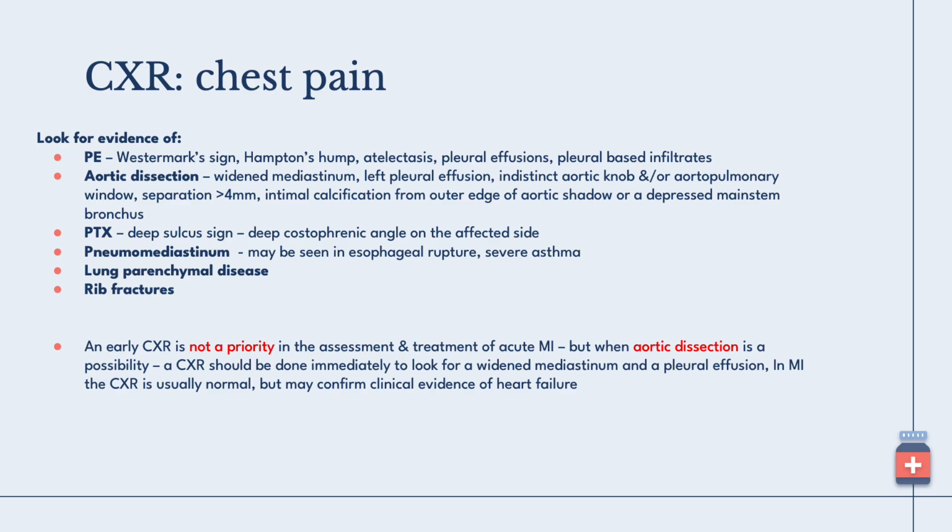So an early x-ray tends to be the top priority in the assessment and treatment of patients with acute MI, but it's critical if you're suspecting aortic dissection as kind of high up on your differential. So the chest x-ray should be done immediately in these patients to look for that widened mediastinum. In a patient with MI, the chest x-ray is usually normal, but it could certainly help confirm if there's any evidence of heart failure associated with that MI.